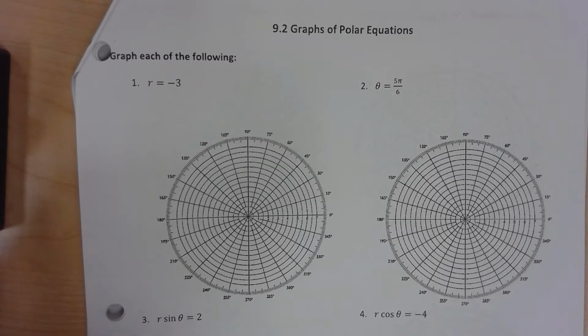All right, today we're going to talk about 9.2, which is all about graphing our polar functions. So we're going to start with some easy ones here. The first one that we have is r equals -3.